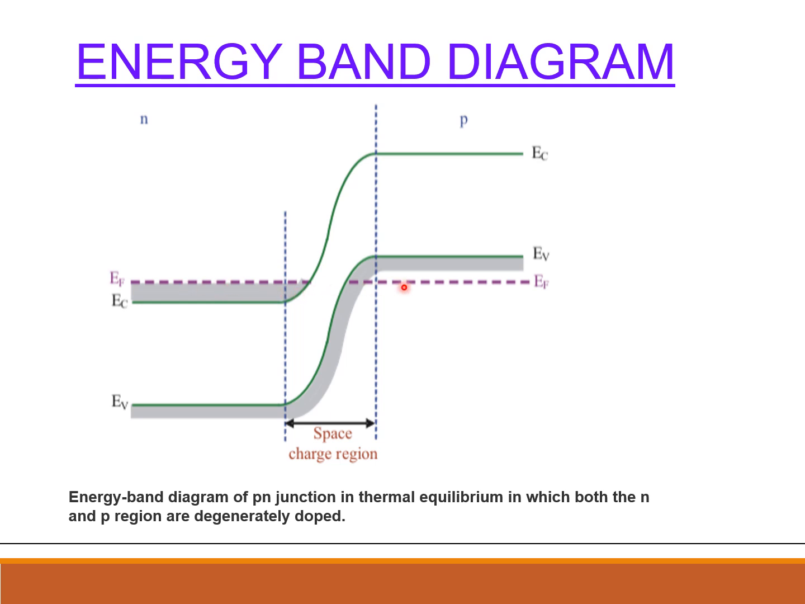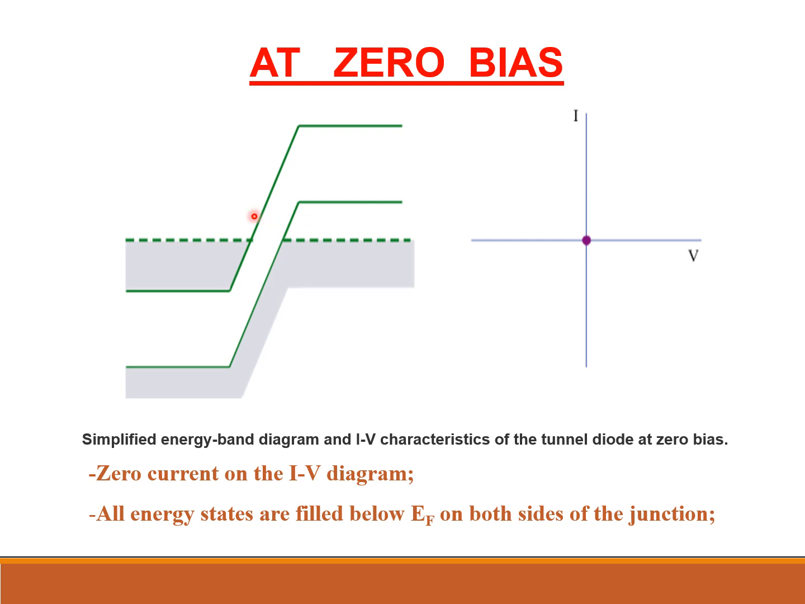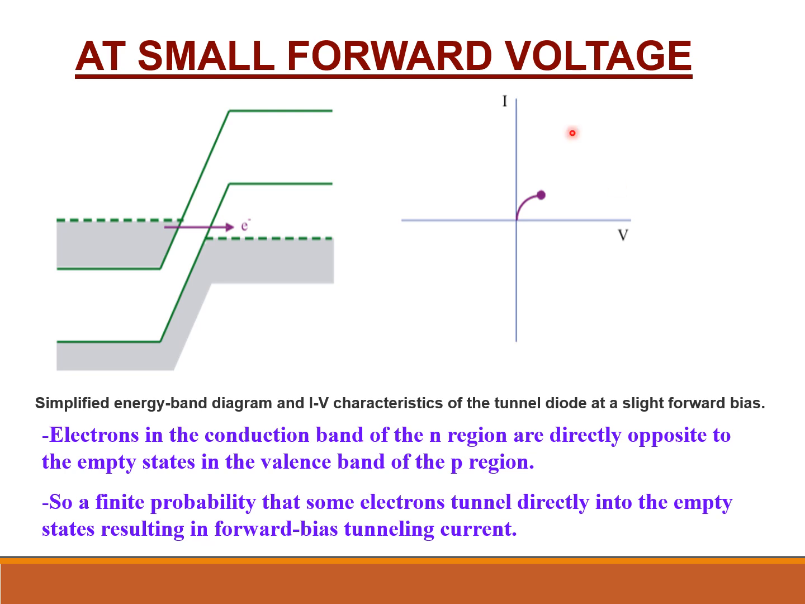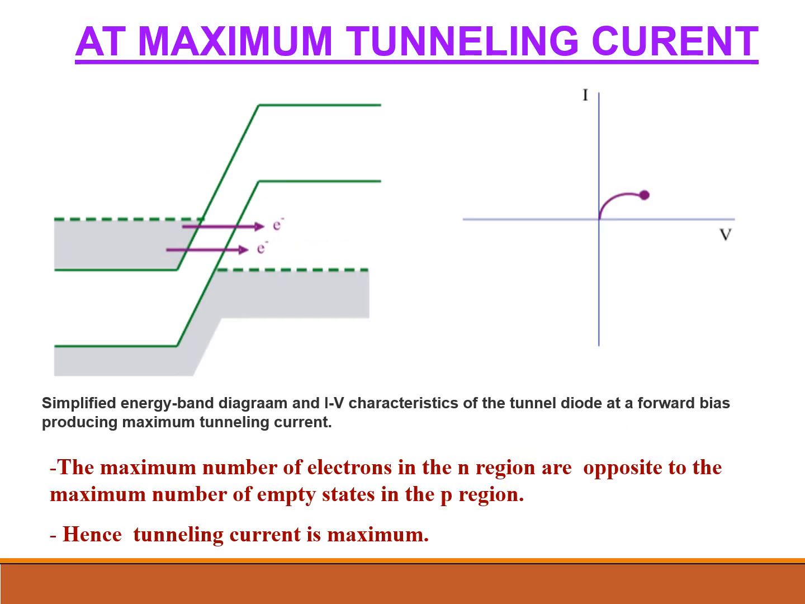How this process happens can be explained with the energy band diagram. This is the normal diagram where the Fermi level, or equilibrium level, is the same. Here you have the conduction band, and here the valence band. Under zero bias condition, we have zero current on the IV diagram, and the Fermi level is at the equilibrium state. Now we give a small forward voltage. Electrons start to move from the conduction band to the valence band, so electron flow begins.